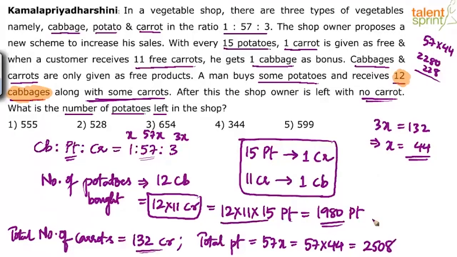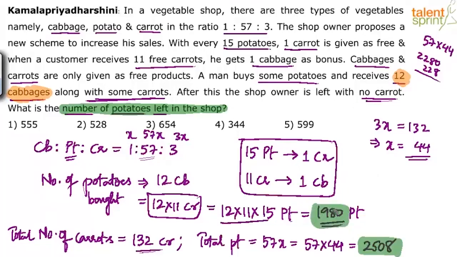Right? What is he asking us to find out? Read the question properly. The question says, after this, the shop owner is left with, what is the number of, not parrots, number of potatoes left in the shop. That will be nothing but the total number of potatoes. We have found the total number of potatoes to be 2508, and the number of potatoes bought to be 1980.